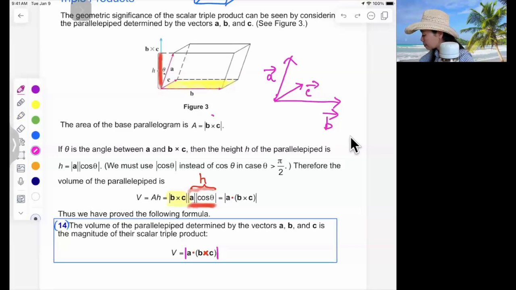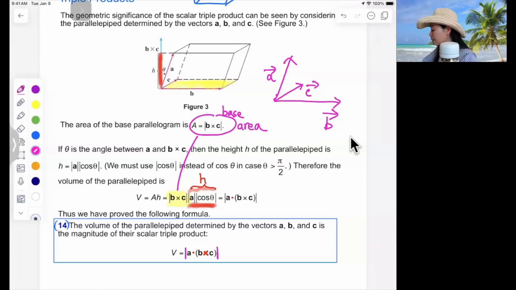This is the base area, which is this one right here. Okay. And then you times the height, that is going to give you the value for this parallelepiped. Now this one over here, does it remind you of the dot product, when you multiply by cosine theta? Does it remind you of the dot product? Right? Okay. Let me write it down.